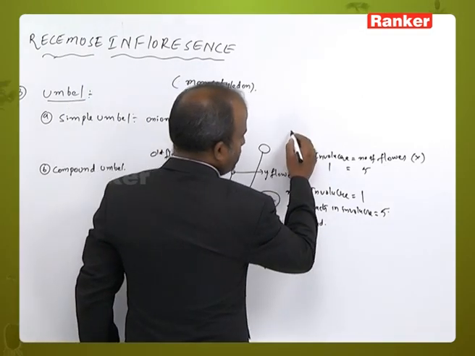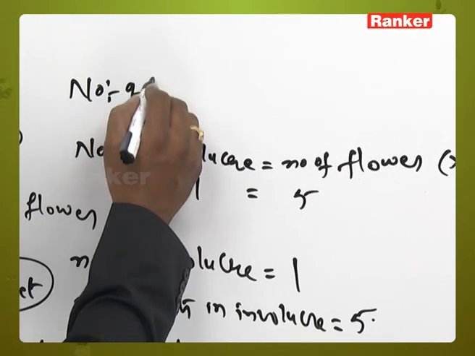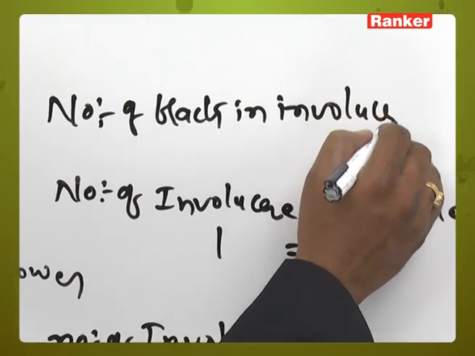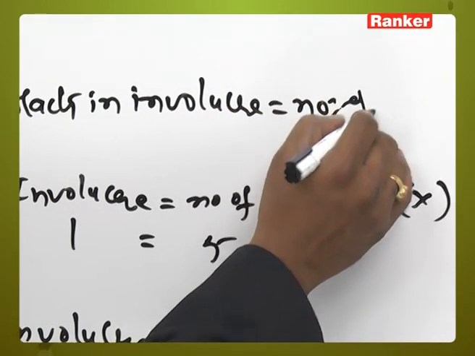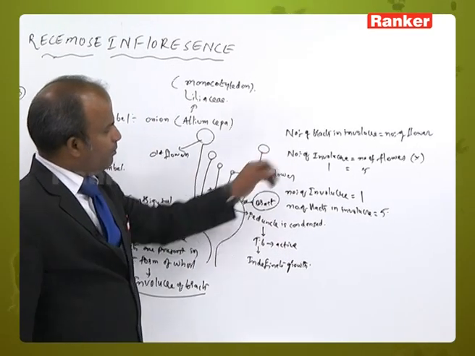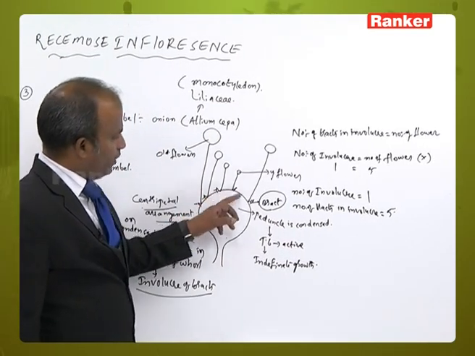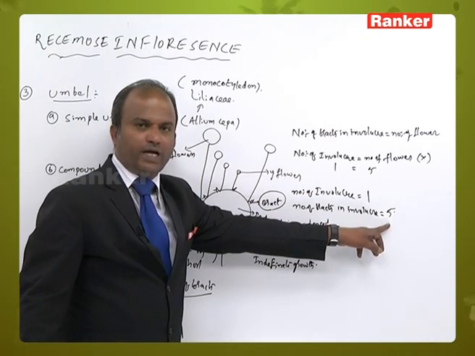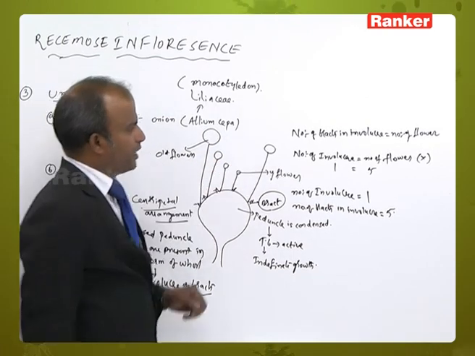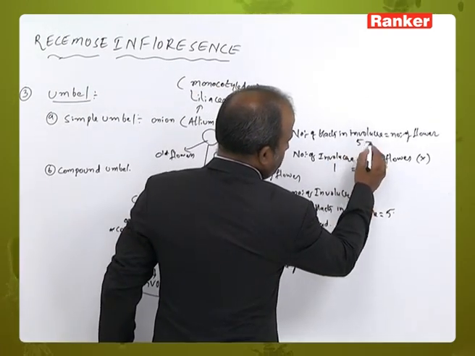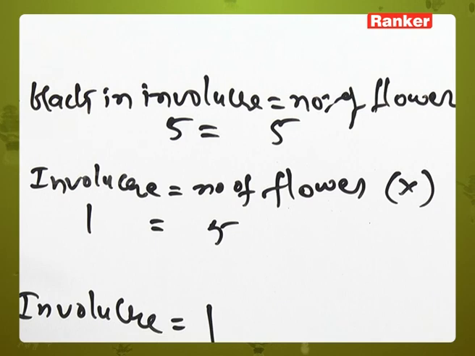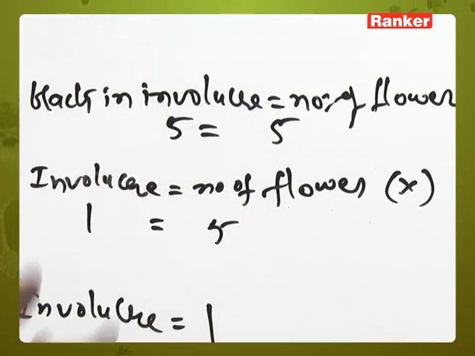Now, which one is the correct option means number of bracts in involucre is equal to number of flowers. How many bracts are present? 1, 2, 3, 4, 5. Already written here, the number of bracts in involucre is equal to 5. How many flowers? 1, 2, 3, 4, 5. That means number of bracts in involucre is equal to 5 and the number of flowers is also equal to 5.